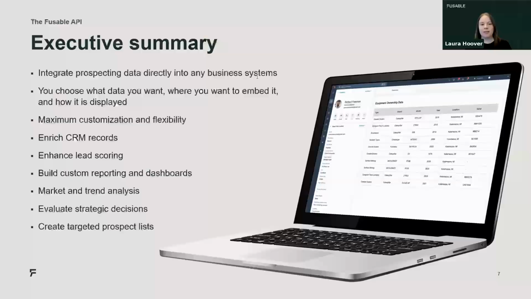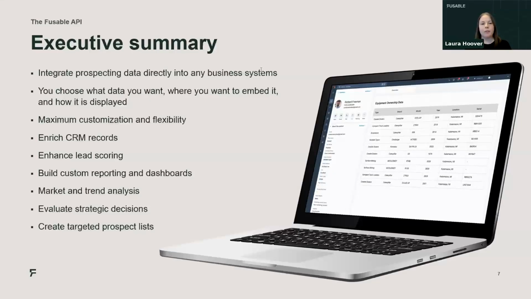The Fusable API gives you the power to embed Fusable's prospecting data directly into almost any business system you use. Because you decide what data to pull and where it should appear, the API offers the highest level of customization for how your team can access and apply Fusable's prospecting intelligence. Like our Salesforce app, the API is frequently used to enrich records in CRM platforms other than Salesforce. The API is also unique in that it has a wide range of advanced use cases that go beyond what the Salesforce app delivers today.